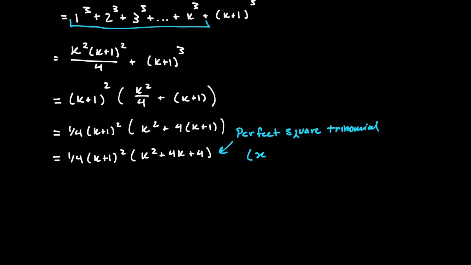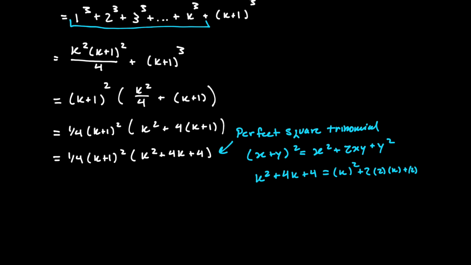So remember, if we have (x plus y) squared, that comes out to x squared plus 2xy plus y squared, right? And we can take k squared plus 4k plus 4 and rewrite that as k squared plus 2 times 2 times k plus 2 squared. It's running out of room a little bit there. But that's where we get this next step, which is the last step in our inductive process here, which is factoring that quadratic to (k plus 2) squared, right?